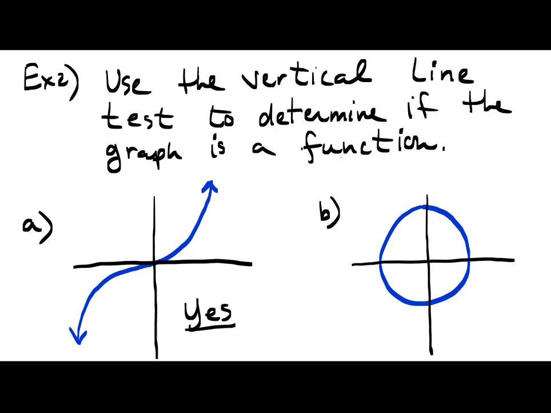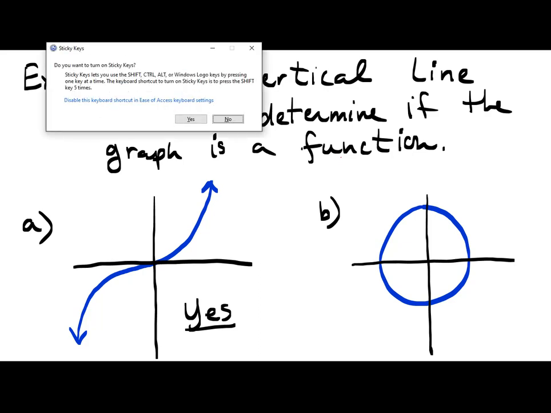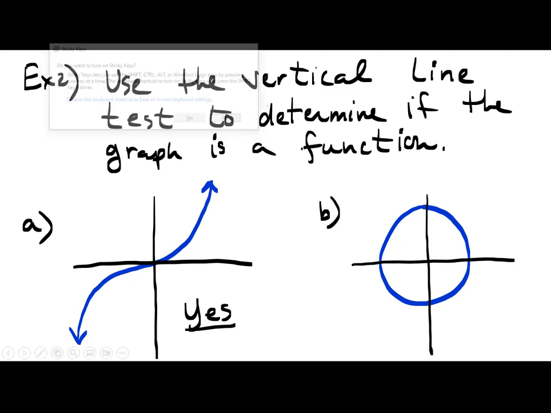All right, let's jam here. So what do you guys say? First one is a? Yes. It's a function. It passes the vertical line test. Circles, even though circles are cool, are not functions. So we got ourselves a no for the circle. Even though we use them to look at a lot of stuff, they're just not functions, not according to the proper definition.